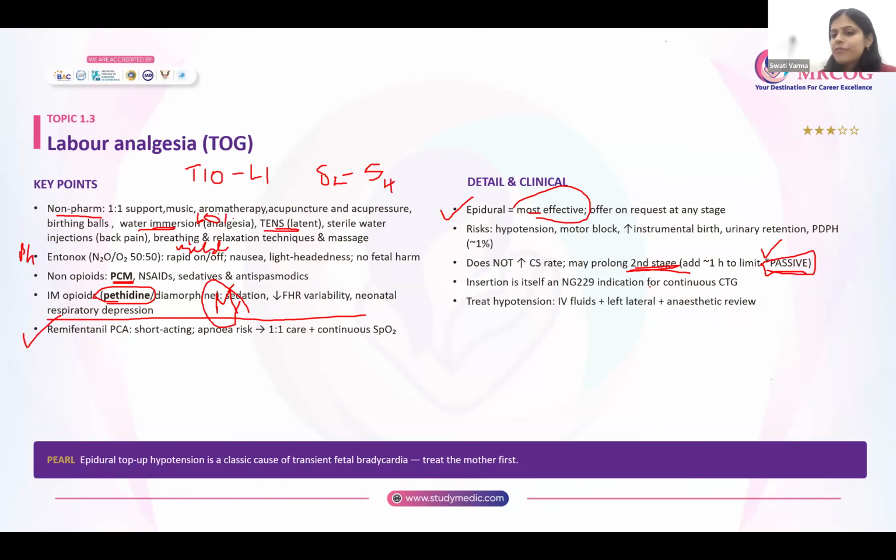Then insertion is itself an indication for continuous CTG. Whenever you are giving epidural, think that you have to offer her continuous CTG. And if she has hypotension, treat with IV fluids, left lateral position, and do an anesthetic review. Whenever you are using epidural, you must ensure IV access first. No need for preloading and maintenance infusion and all those things, but securing an IV access is essential.